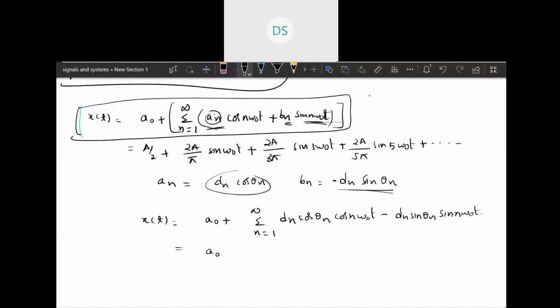So this is equal to what? A naught plus sigma n is equal to 1 to infinity. I have taken dn as the common, and this is cos theta n cos n omega naught t minus sin theta n sin n omega naught t, like cos a cos b minus sin a sin b. So cos a cos b minus sin a sin b is what? Cos a plus b. So it can be written as cos n omega naught t plus theta n.